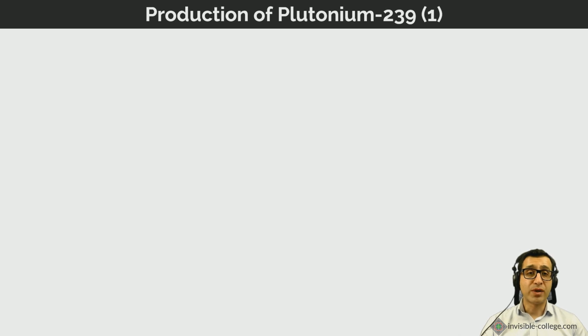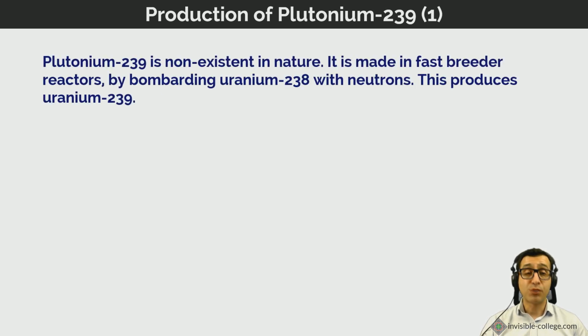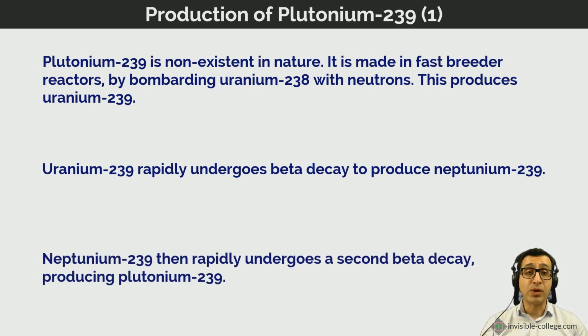Now, plutonium-239 is not a naturally occurring radioisotope. It's made in so-called fast breeder reactors by bombarding uranium-238 with neutrons. This produces uranium-239, which then rapidly undergoes beta decay to produce neptunium-239. Neptunium-239 then rapidly undergoes a second beta decay, which produces plutonium-239.